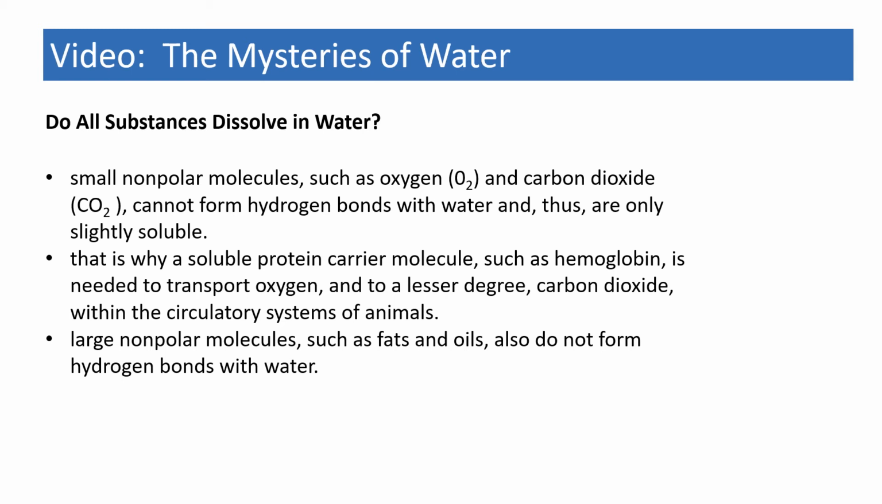Small nonpolar molecules such as oxygen and carbon dioxide cannot form hydrogen bonds with water and thus are only slightly soluble. That is why a soluble protein carrier molecule, such as hemoglobin, is needed to transport oxygen and, to a lesser degree, carbon dioxide within the circulatory system of animals.